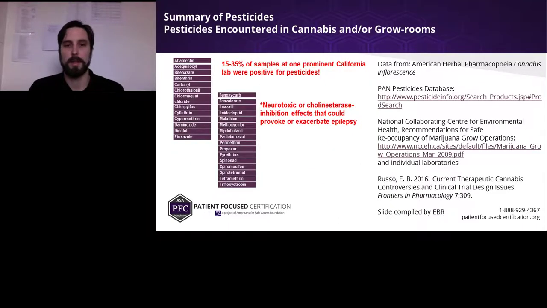So to summarize that, 15 to 30% of the samples at one California lab were positive for pesticides. Some of them were nasty, some of them not so nasty. If you want to look at more information, there are some resources here about those and references to the studies we've discussed.